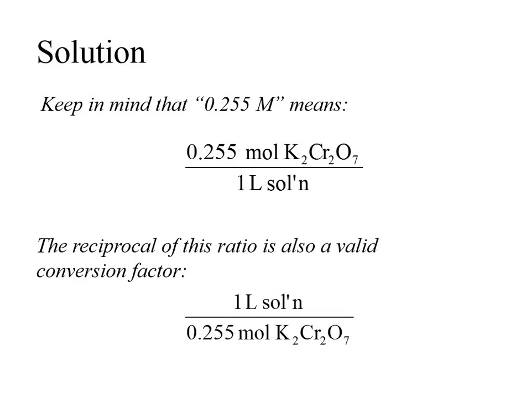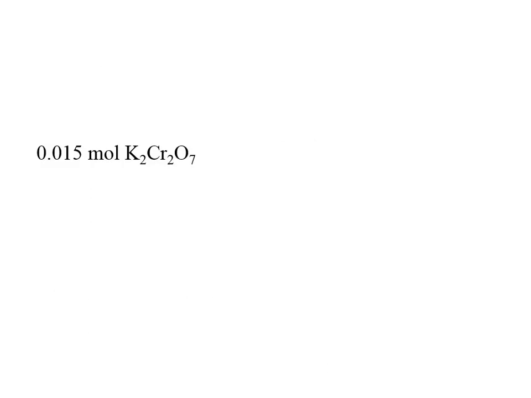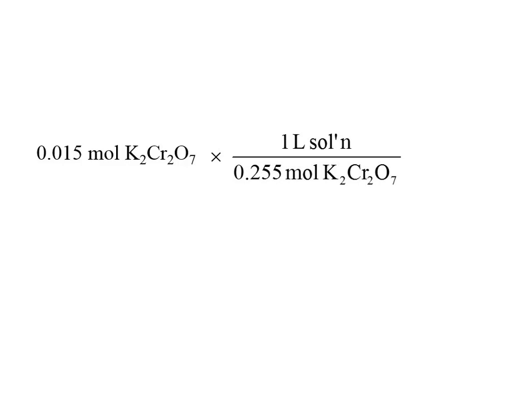Here we go. So the first term is going to be the thing we want to convert. Every once in a while I'll have a student that will go with molarity first, and it works. But I would put that as the second term this time. So we're basically going from moles to volume. 0.015 moles K2Cr2O7 over 1. And I want moles to cancel, so I'll use what? The flip version of the molarity. 1 liter solution per 0.255 moles of K2Cr2O7.